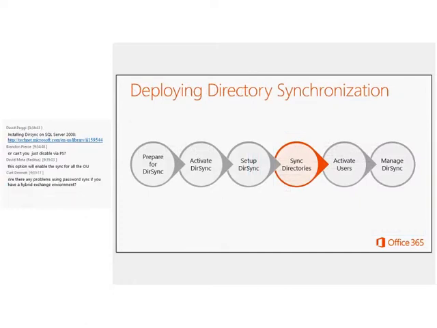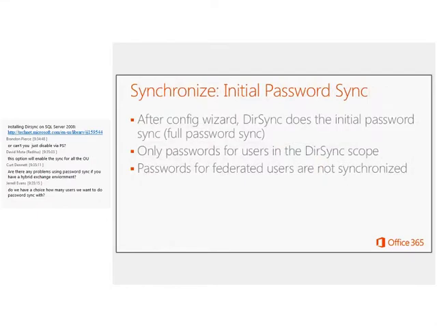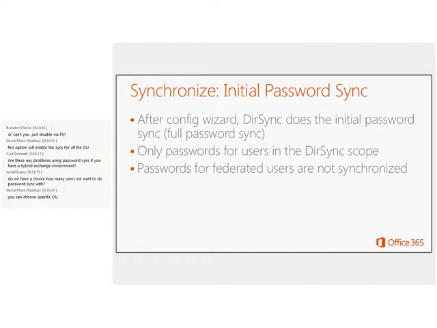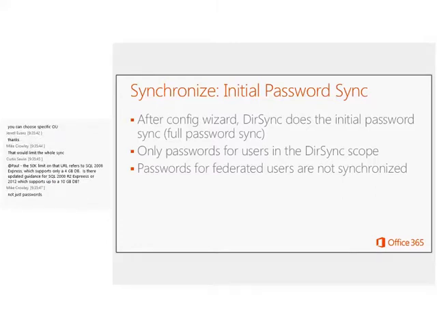Okay, so that was about setting up and configuring the tool. Let's jump right into synchronizing the directories. After the wizard runs, DirSync will do an initial synchronization, which will be a full synchronization of all the users within the scope and all of their attributes, and it'll do the same for the passwords, right? It'll run a full password sync and synchronize passwords for all those users in scope.